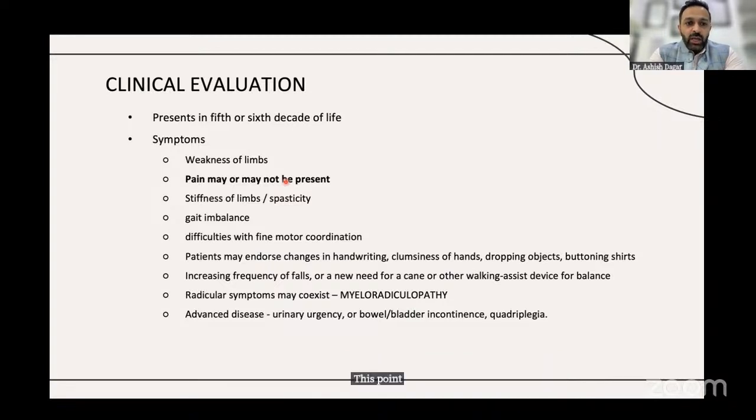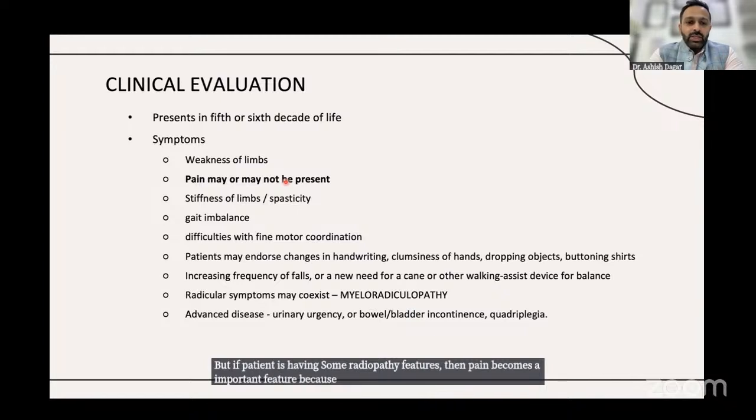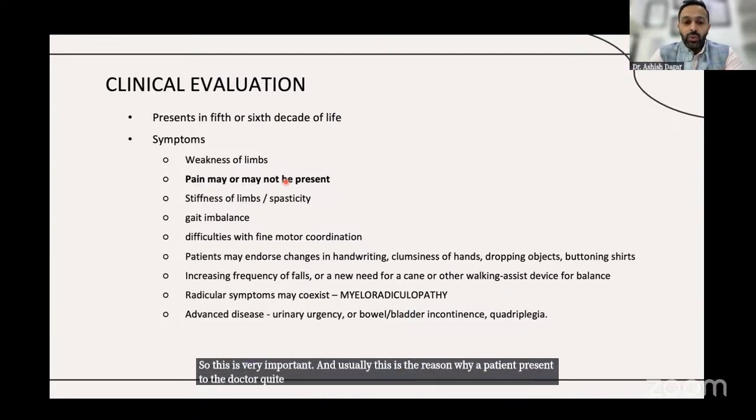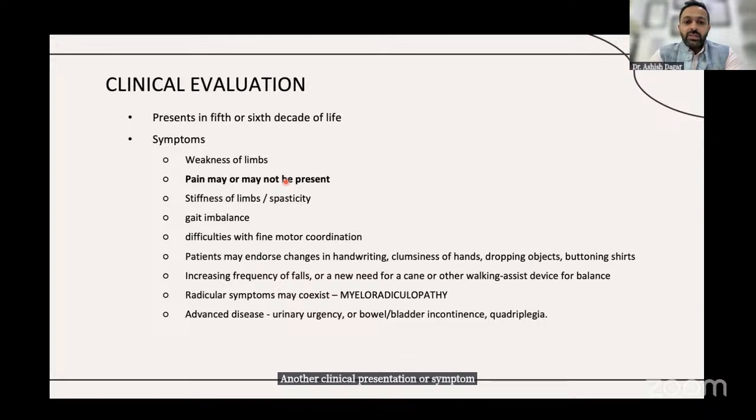This point is to be noted, pain may or may not be present. So pure myelopathy can be a painless disease also. But if the patient is having some radiculopathy features, then pain becomes an important feature. Because the spinal cord as such doesn't have any pain receptors, the pain is usually a late feature when there is severe compression on the spinal cord. So this is very important, and usually this is the reason why a patient presents to the doctor quite late in pure myelopathy cases. Another clinical presentation or symptom at presentation is stiffness of limbs or spasticity.